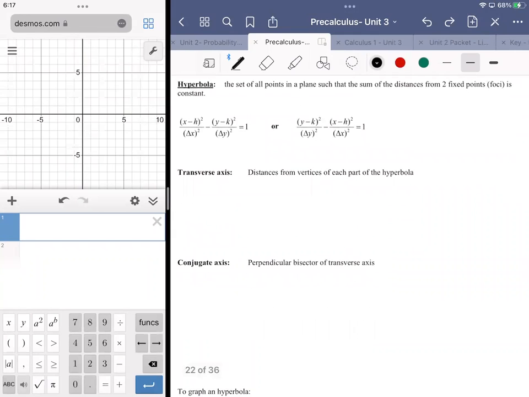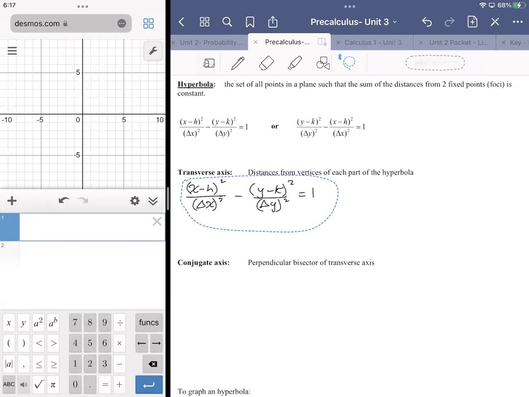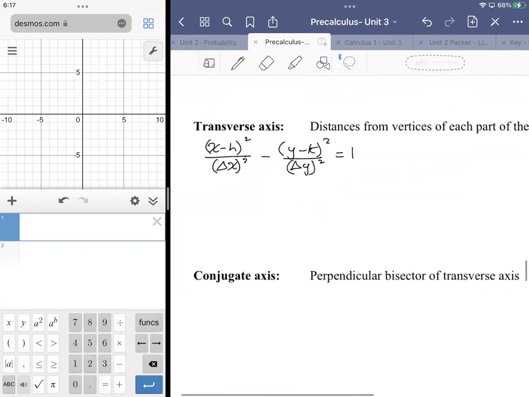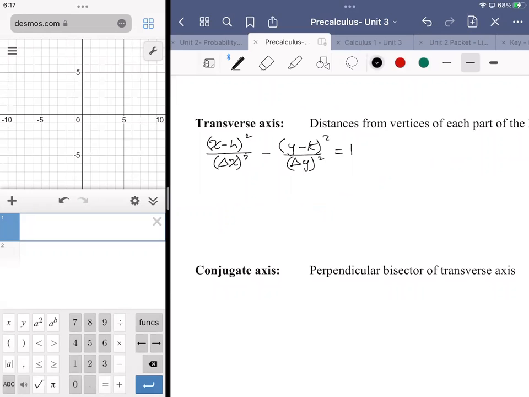So what happens is, if we're working with the (x minus h) squared, I'm going to rewrite it here: (x minus h) squared over delta x squared, minus (y minus k) squared over delta y squared, is equal to 1. So this is one variation of the hyperbola equation. The way this would manifest itself is that you would have some point (h, k) that represents the center.